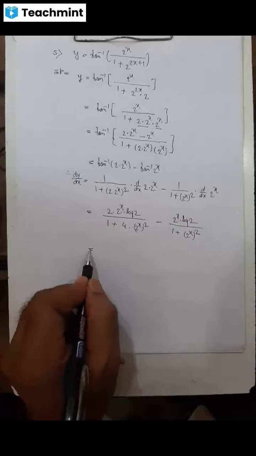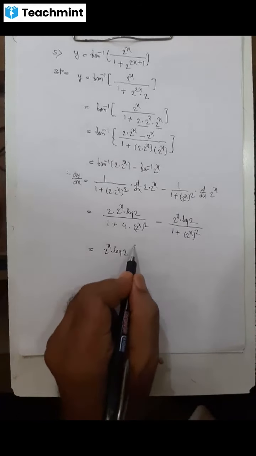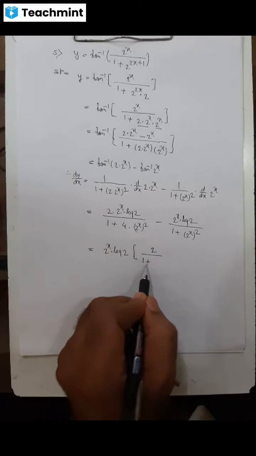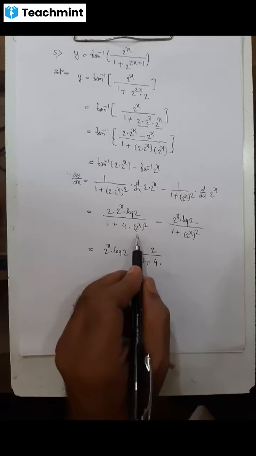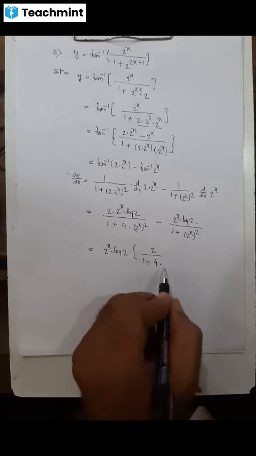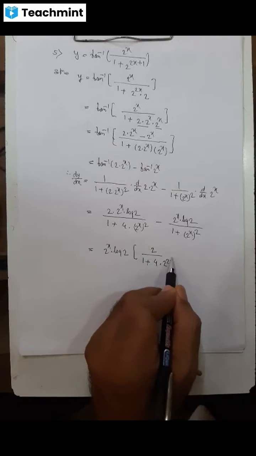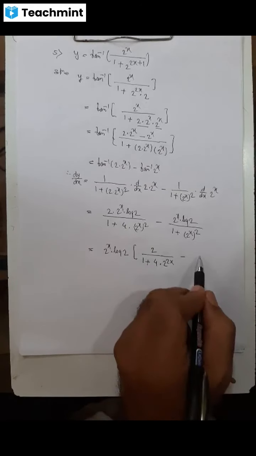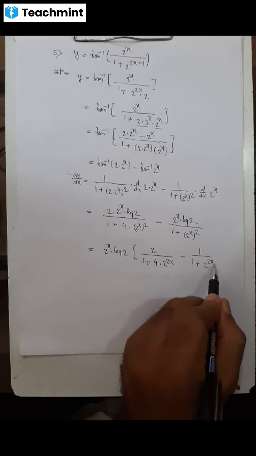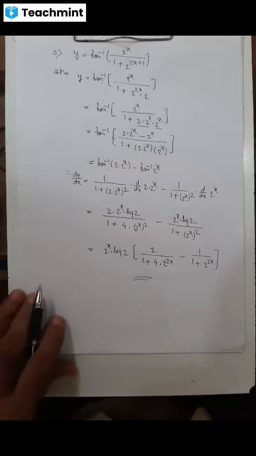Also here you can take common as 2 to the power x into log 2 outside the bracket, and in bracket what do we get? 2 divided by 1 plus this 4, and 2 to the power x square can be written, you can write like this: 2 to the power x square means 2 to the power 2x also, minus, here we get 1 plus 2 to the power x square means you can write 2 to the power 2x, or you can write 4 to the power x also, and hence the solution completed.